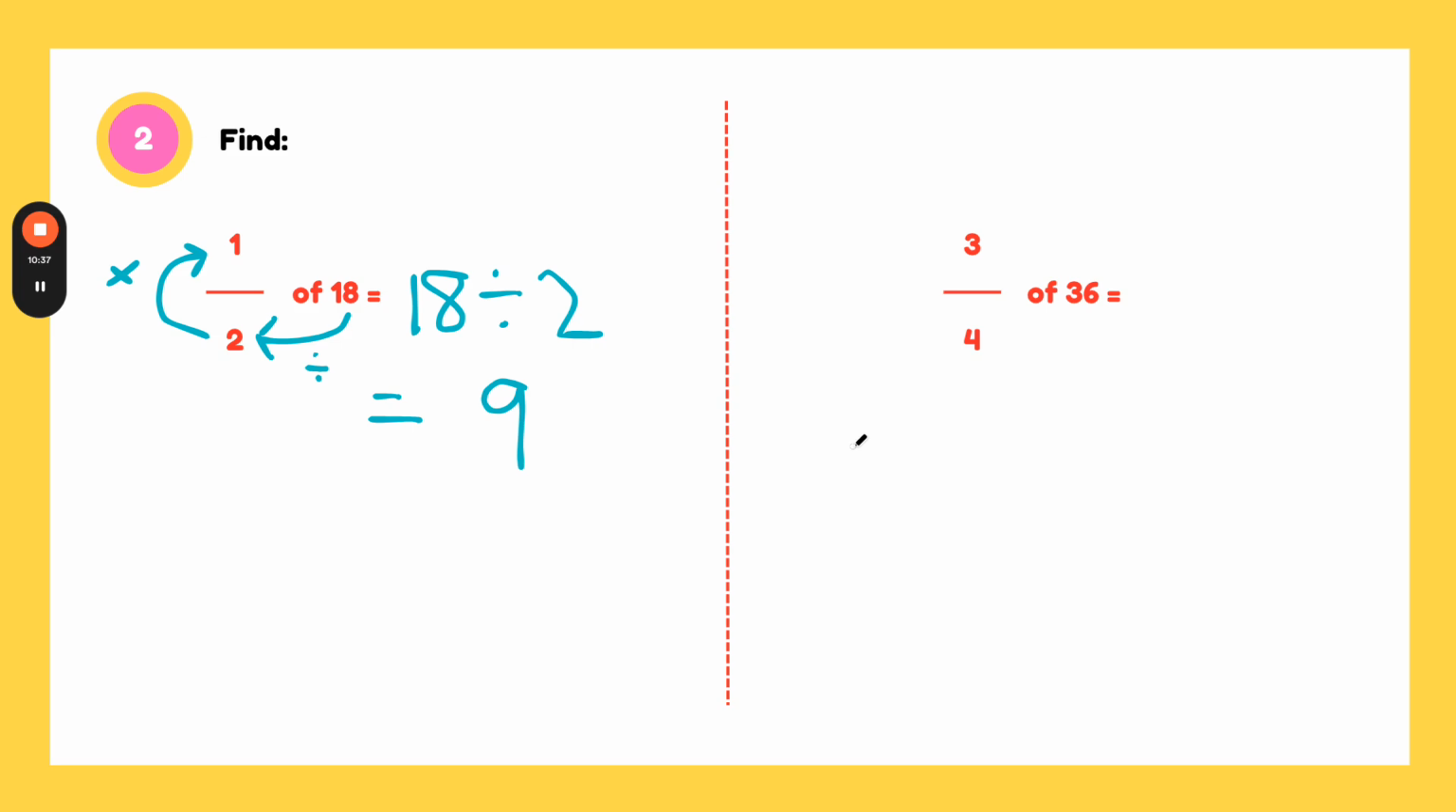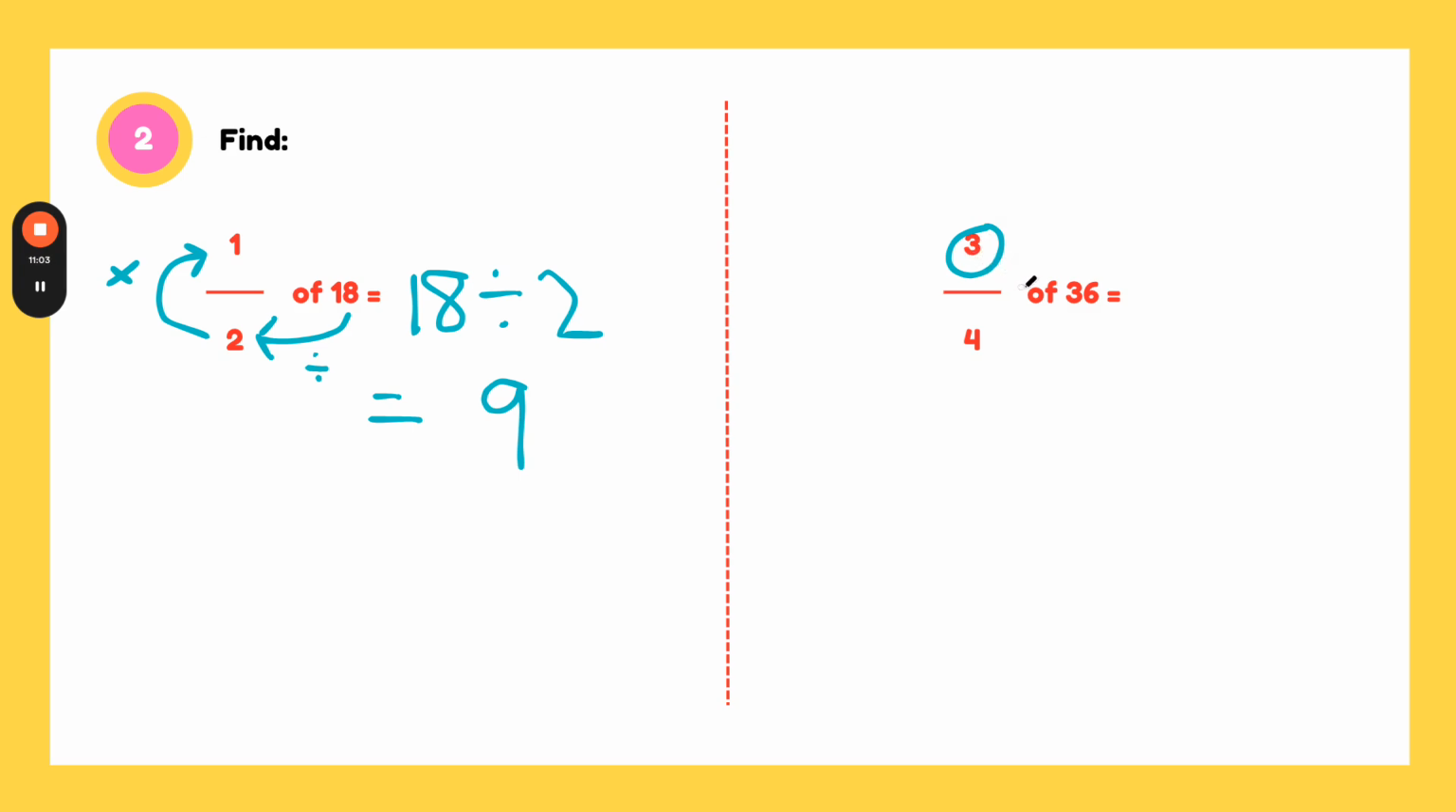Now, moving on to the second question, we have 3/4 of 36. Now, this is a bit trickier because our fraction does not have numerator 1. It has numerator 3. So we have a bit more work to do in this case, but we will get through it.